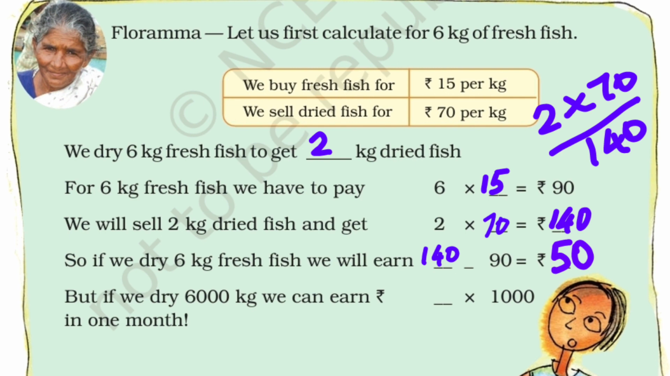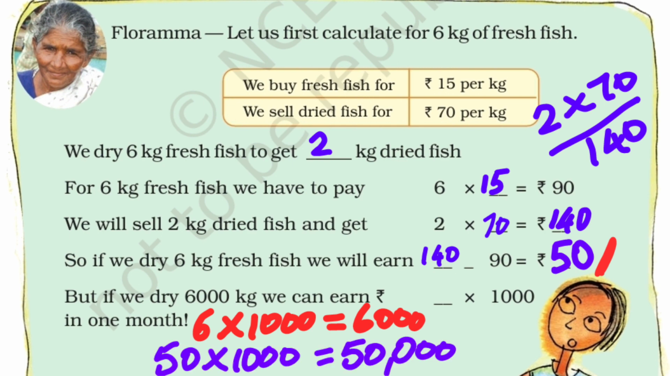So for 6 kg, we already know we will earn 50 rupees. So for 6000 kg, we will earn how many rupees? 6000 we can write as 6 into 1000. So 6 into 1000, 6 kg is 50 rupees. So 50 into 1000 is how much? 50,000 rupees.